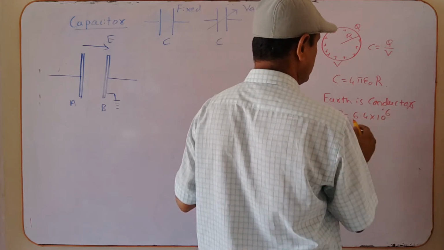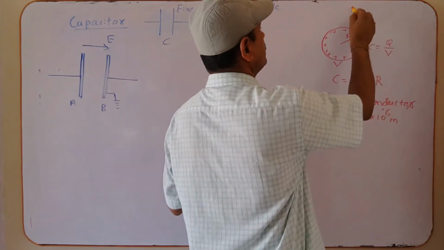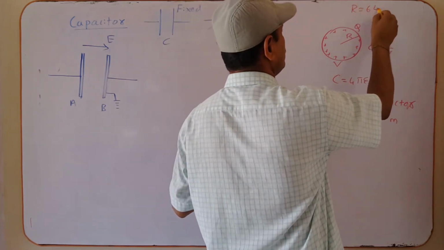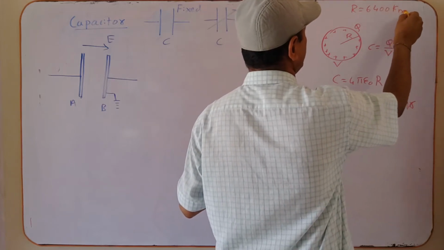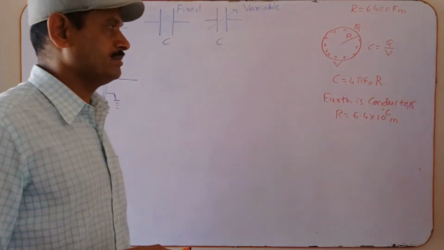6,400 kilometer. This is 6.4 into 10 to the power of 6 meter. Why? Because R is the radius of the earth, near about 6,400 kilometer. Kilo is 10 raised to 3, so 10 raised to 6 meter.